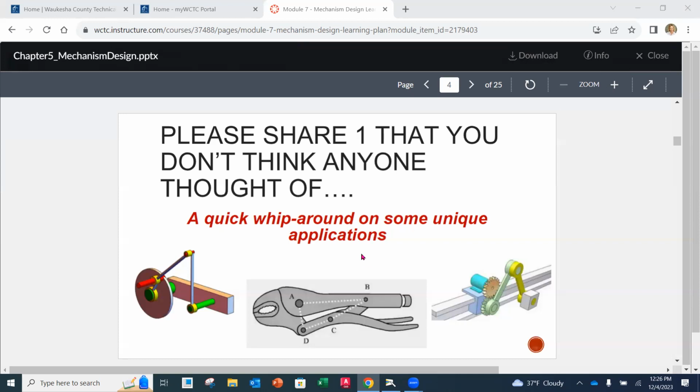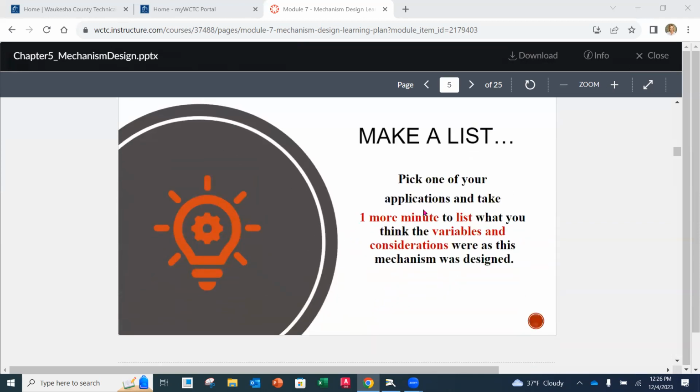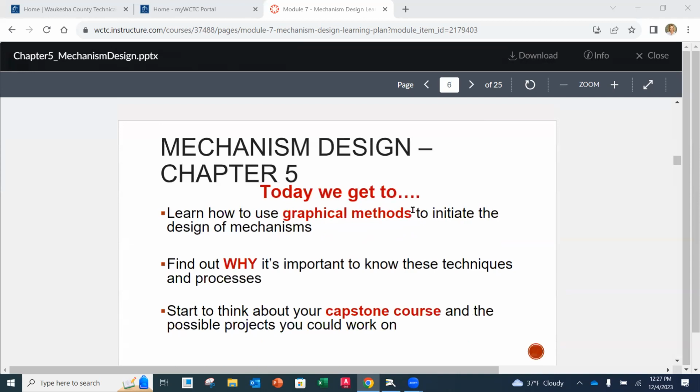Okay. So as we look here, we made our list, we did that. As we look at mechanism design, we're going to learn how to use some graphical methods to initiate the design of mechanisms, find out why it's important to know these techniques and processes, and then also start to think about your capstone course and possible projects that you could work on. Where you're at in the program right now, I think capstone is next semester, right? In the spring for you guys, right?